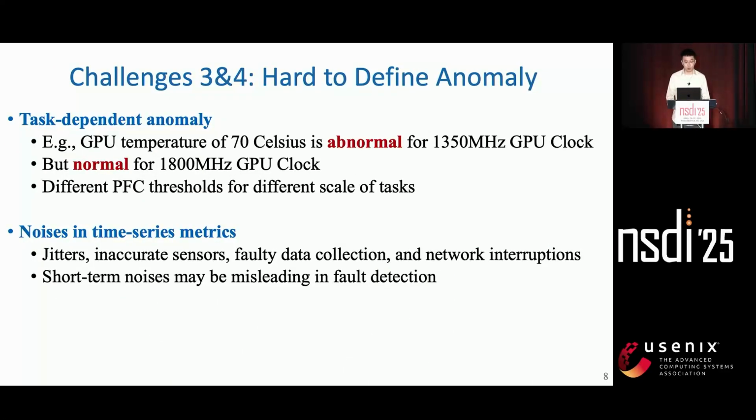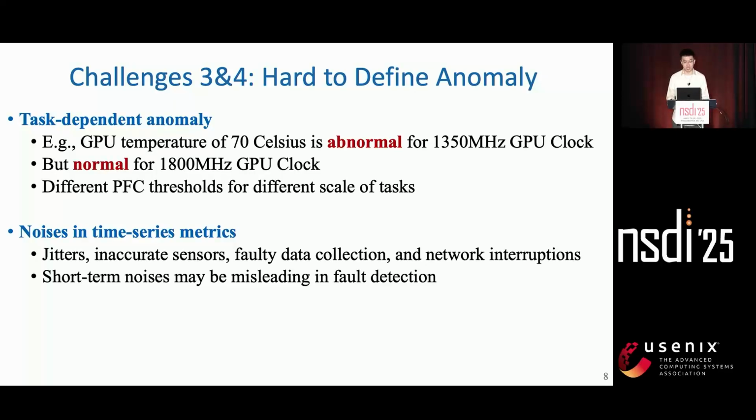Besides, defining whether a behavior is an anomaly is actually task-dependent. For example, a GPU temperature of 70 degrees Celsius is considered abnormal when the GPU clock frequency is 1350 MHz, but it is a normal number for tasks where GPUs operate at a higher clock frequency of, for example, 1800 megahertz. The same principle applies to other things like PFC rates.